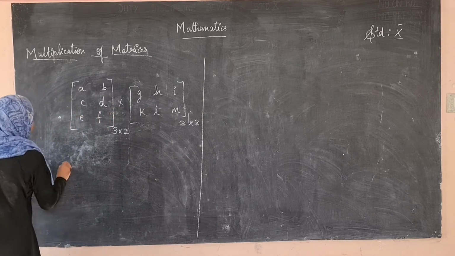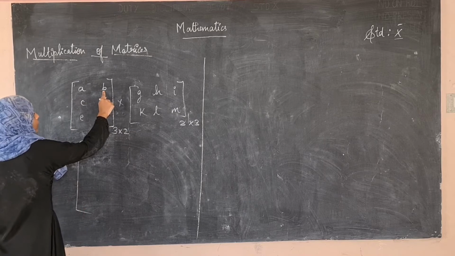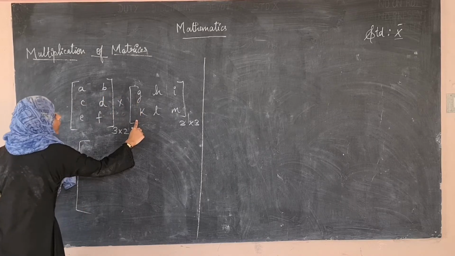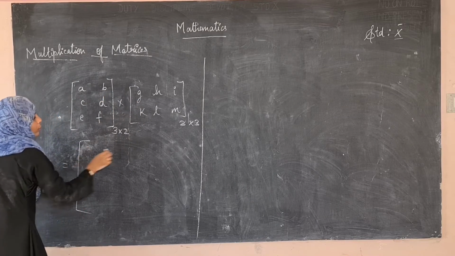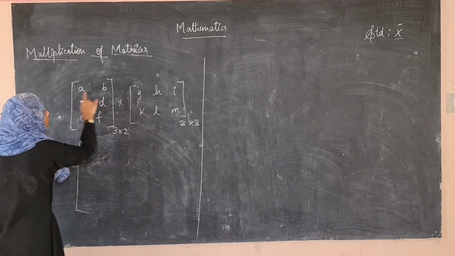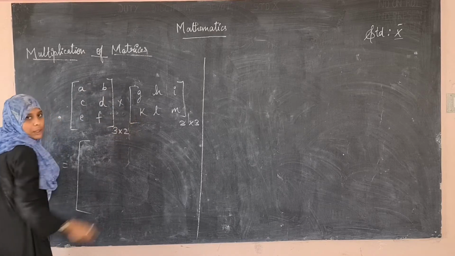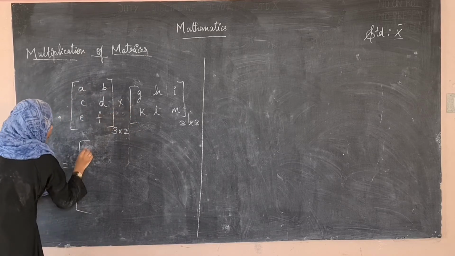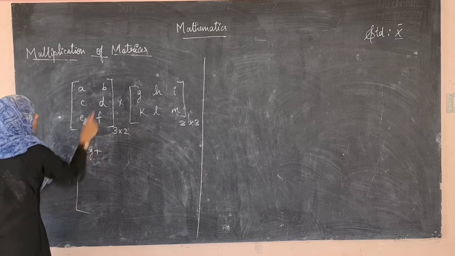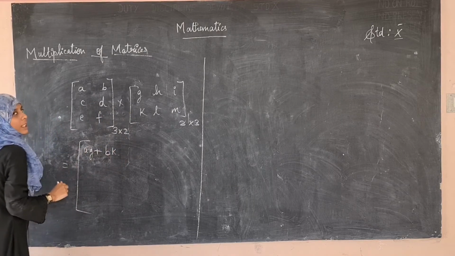How are we going to proceed with this? Okay, see here. First row, first column, to get the first element of the 3 cross 3 matrix. First row, first column. That is, you have to multiply these two elements plus these two elements. See here, A into G plus B into K. This is the first element of the resulting matrix.